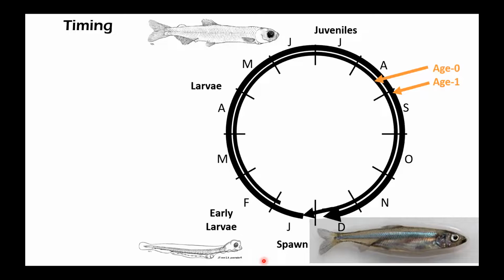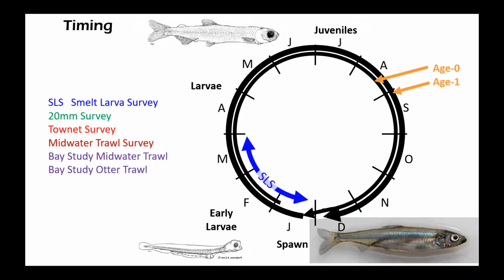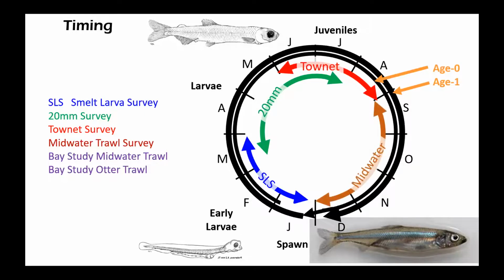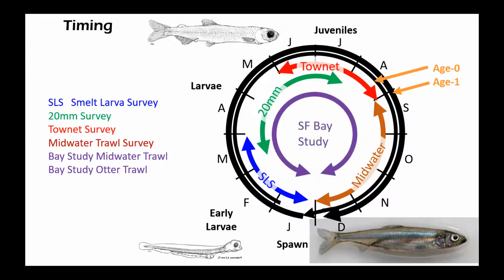So we want to look at that in terms of the different sampling programs. We've got all these sampling programs that happen at different times. The smelt larva survey in blue, the 20mm survey, the summer townet survey, the fall midwater trawl survey, and the San Francisco Bay study, which has two different nets, the midwater trawl and the otter trawl.